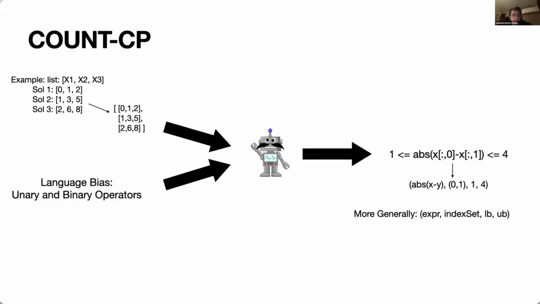We have our language bias, some unary and binary operators. And then at the output, we'll get constraints such as the absolute value of the difference between x0 and x1 is between 1 and 4. And we represent this as a tuple where we have the expression, then the indices of the variables that are involved in that expression, and then the bounds, the lower and the upper bound.